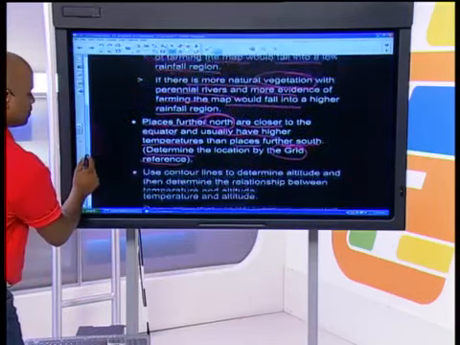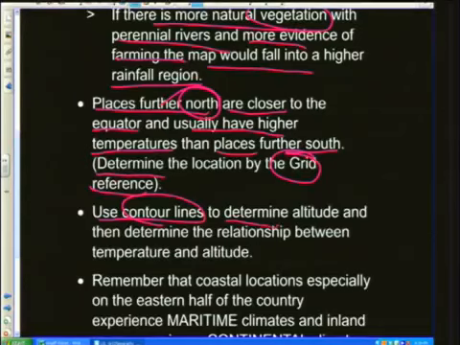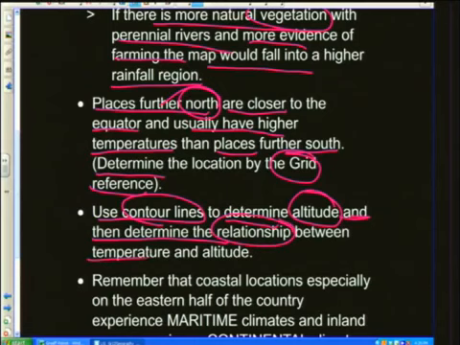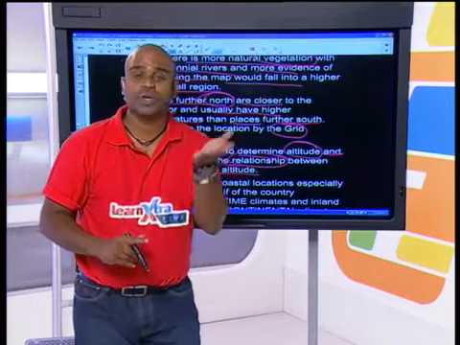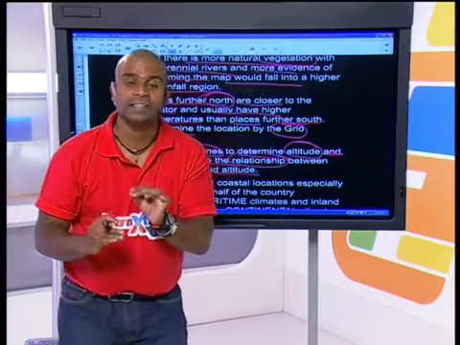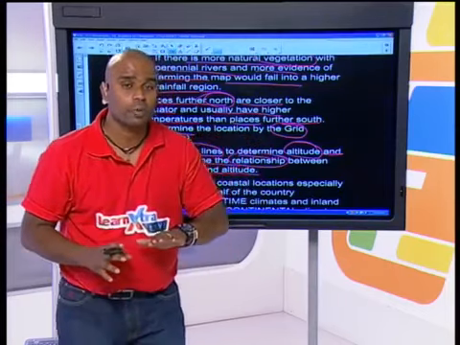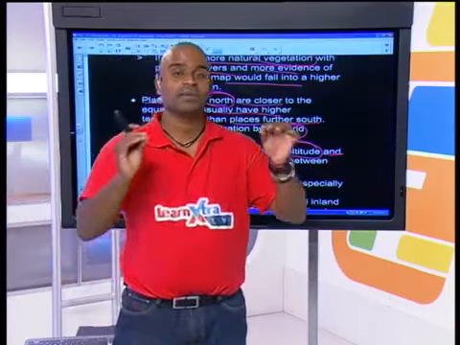A further hint and tip is the following. You can use contour lines to determine altitude. Remember, your altitude is the height above sea level, and then determine the relationship between temperature and altitude. With the exception of temperature inversion, what you should note is that as you increase in height, the temperature decreases using contour lines. And we should note that the closer the contour lines are, the steeper the slope. The further apart they are, the more gentle the slope.